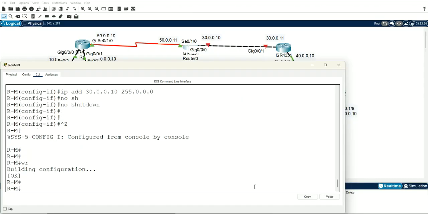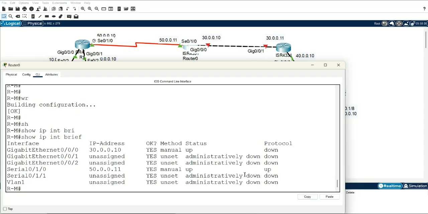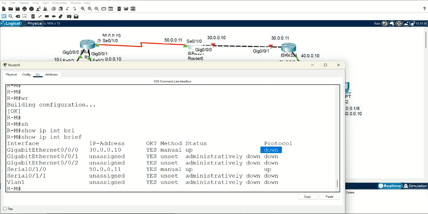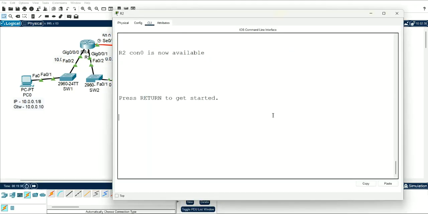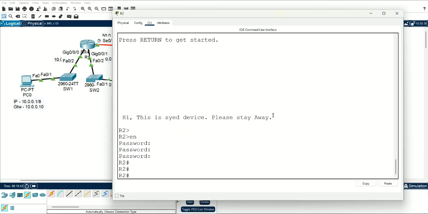So let us check the interface status. Show IP interface brief. You see the interface is up, but protocol is down because the other side is still not configured. Let us go to this router, capital CISCO.